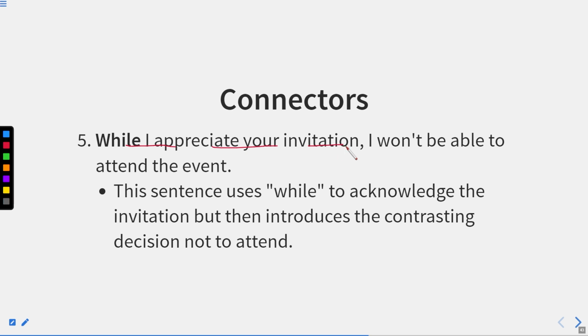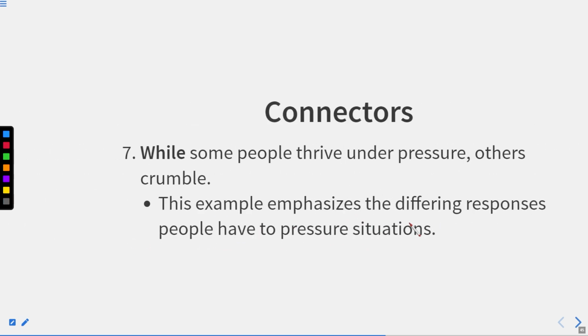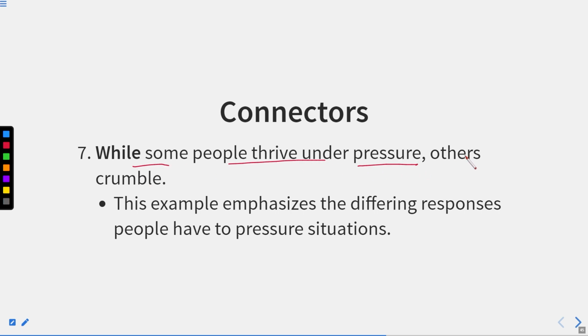Now, while I appreciate your invitation, I won't be able to attend the event. This sentence uses while to acknowledge the invitation, but then introduces the contrasting decision not to attend. While the morning was sunny and warm, the afternoon brought heavy rain. This contrasts the weather conditions in the morning with those of the afternoon. While some people thrive under pressure, others crumble. So this example emphasizes the different responses people have to pressure situations.